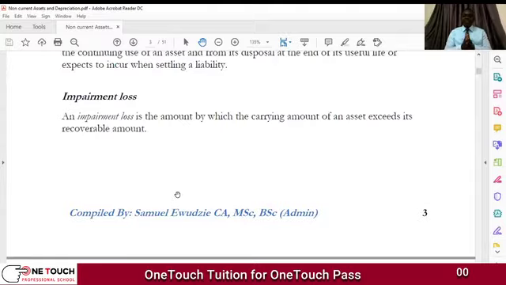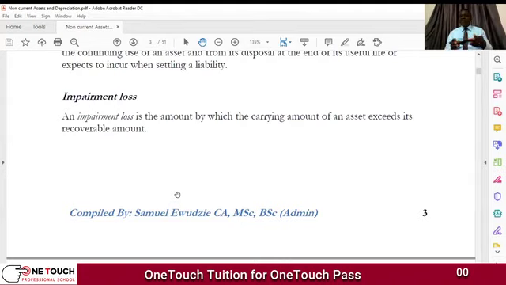Now, we say an asset is impaired when the carrying amount of that asset exceeds its recoverable amount. So if I have an asset, maybe I've used this phone for 2 years. I bought this phone for, let's say, 2,000 Ghana cedis. Now I've used it for 2 years, and because I've used it, the value has come down, and maybe I can sell it for 1,000, and somebody offers to pay me 500.